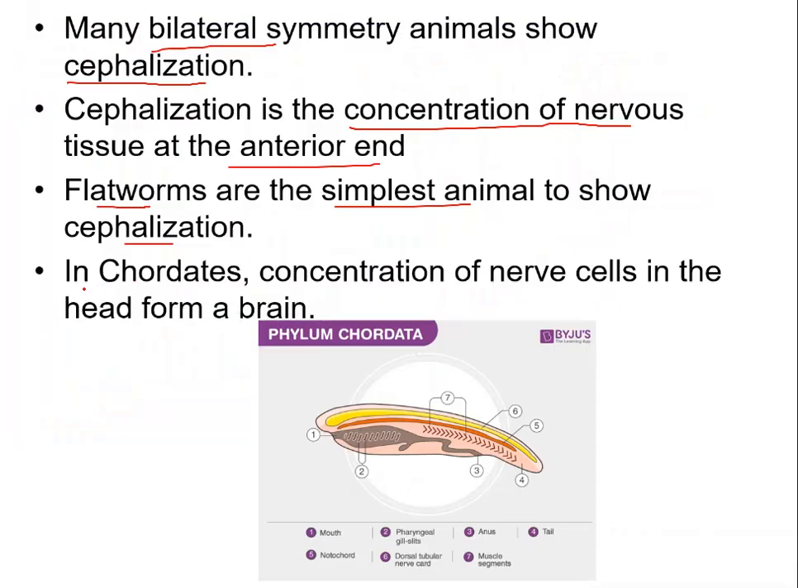So in chordates, these are in the phylum of Chordata. Chordates have a concentration of nerve cells in the head that forms the brain. So this is a characteristic of animals in the phylum Chordata. I just want to show you, they have pharyngeal gill slits, muscular tail, right? But the detail I will explain later.